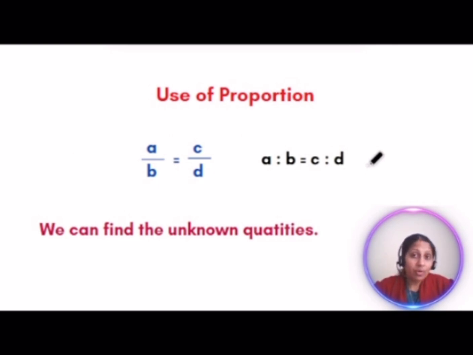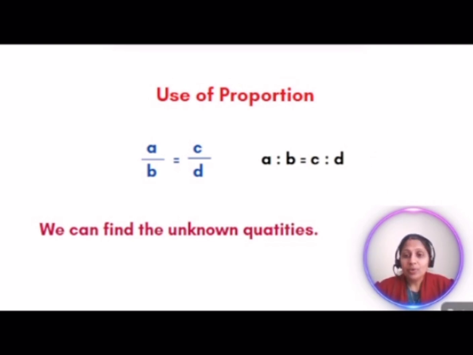Say for example, if you are making a cake, you will be adding flour, sugar, butter and chocolate in a fixed ratio. If one of these quantities is unknown, then using this proportion relationship, you can find the unknown easily. Okay, now let's see what are the basic types of proportions that we need to know.